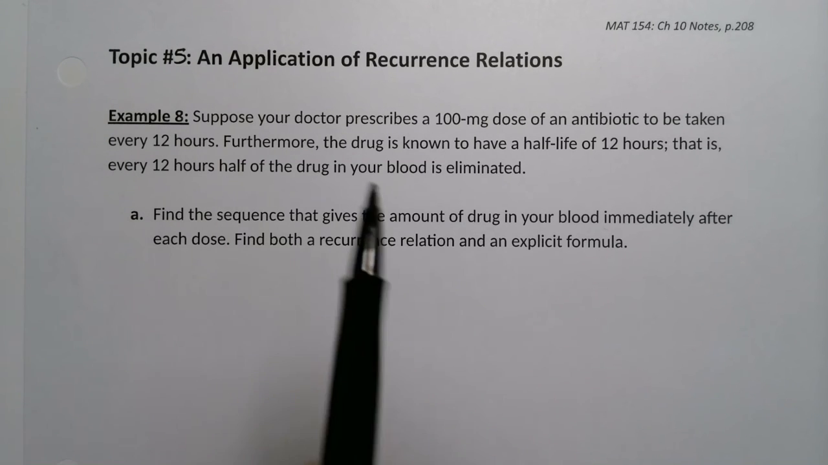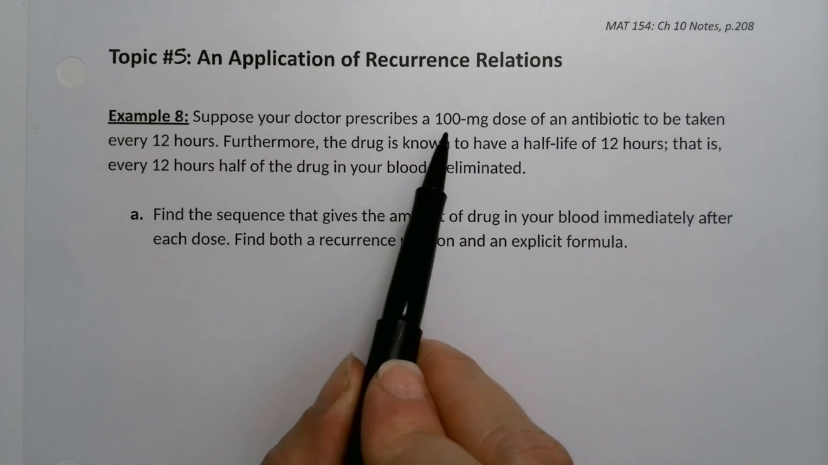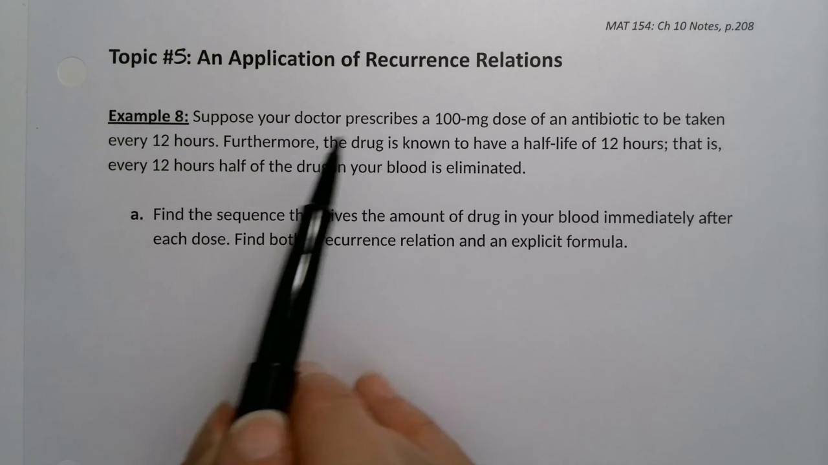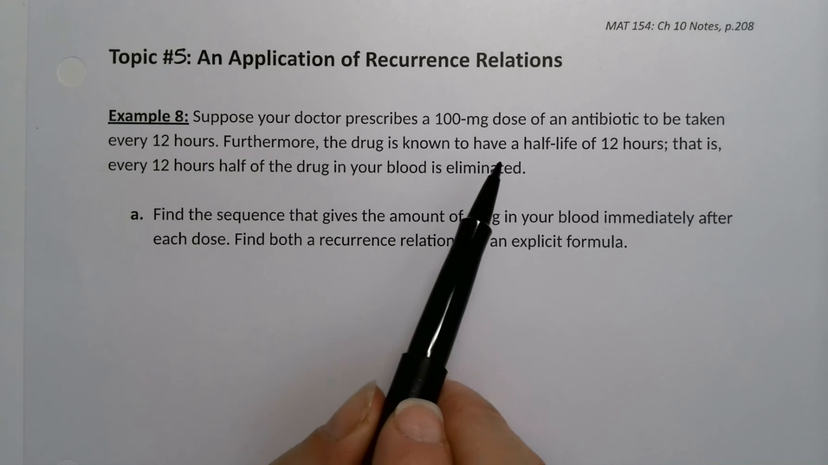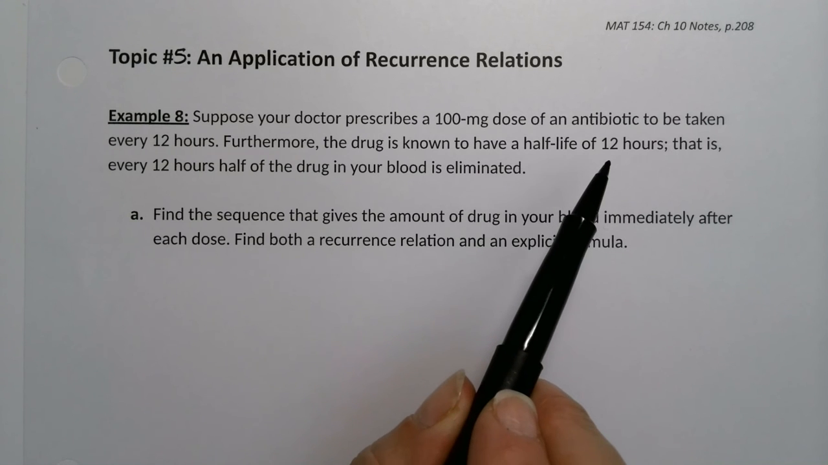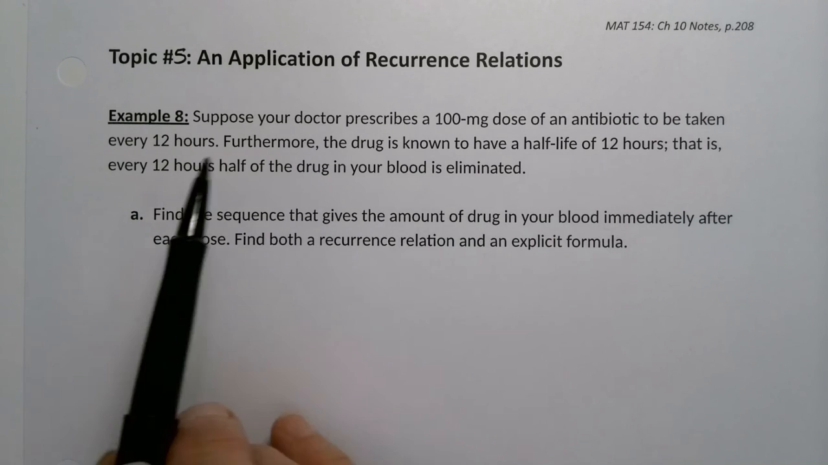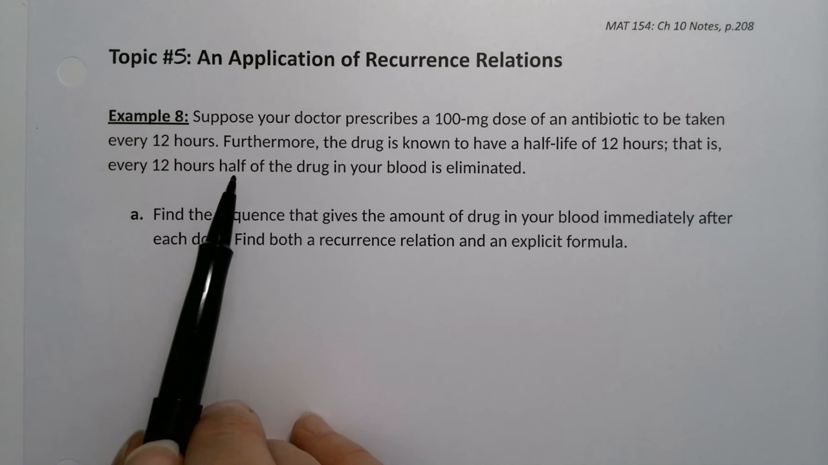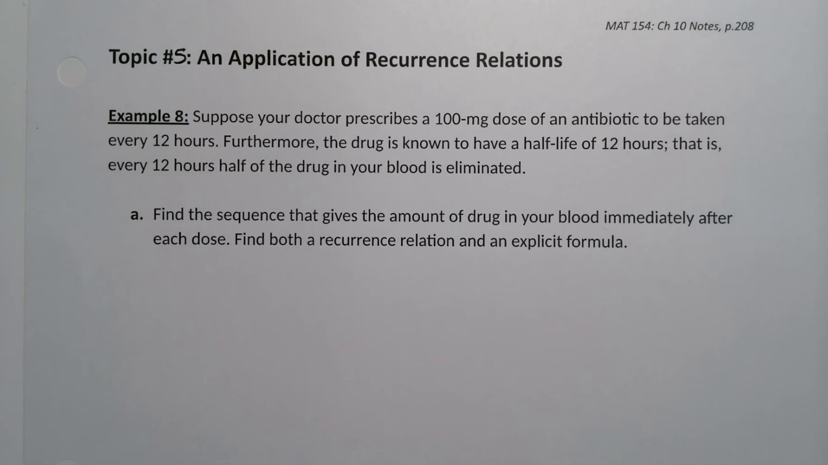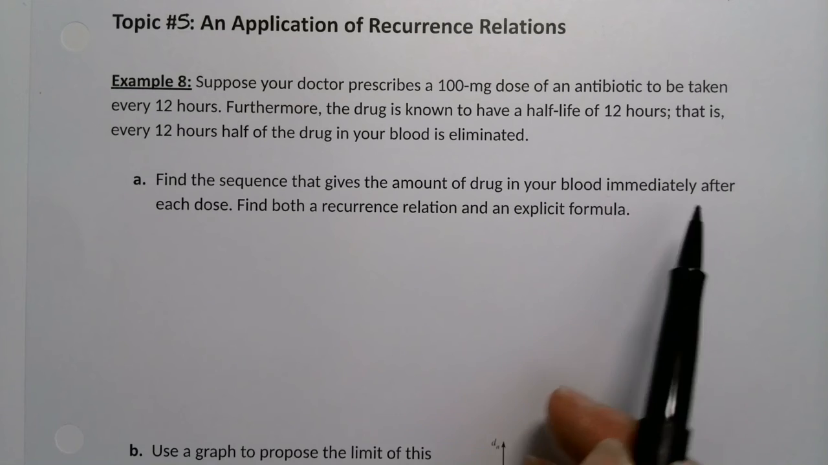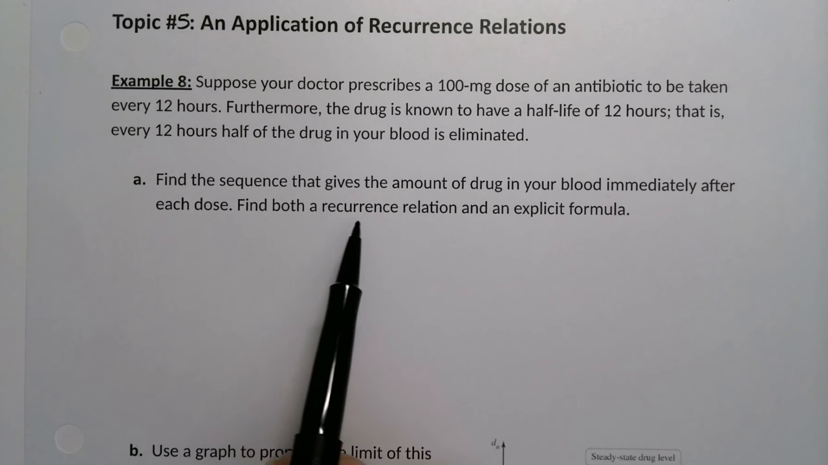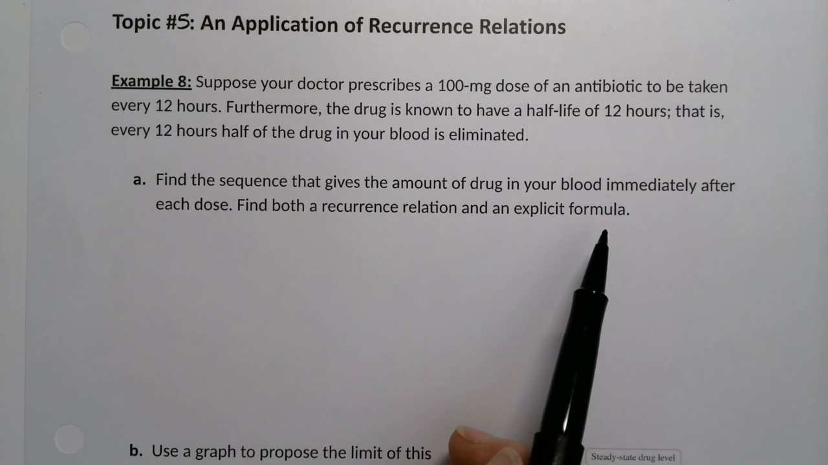So we have a doctor prescribing a 100 milligram dose of an antibiotic to be taken every 12 hours. Furthermore, the drug is known to have a half-life of 12 hours, almost like that's why they're telling you to take it that way. That is, every 12 hours, half of the drug in your blood is eliminated, right? Your kidneys purge it, your liver, etc. Okay, so we're going to find the sequence that gives the amount of drug in your blood immediately after each dose. Find both a recurrence relation and an explicit formula.